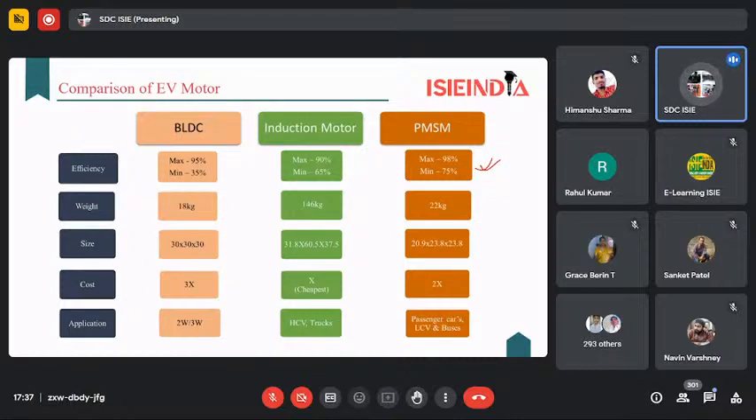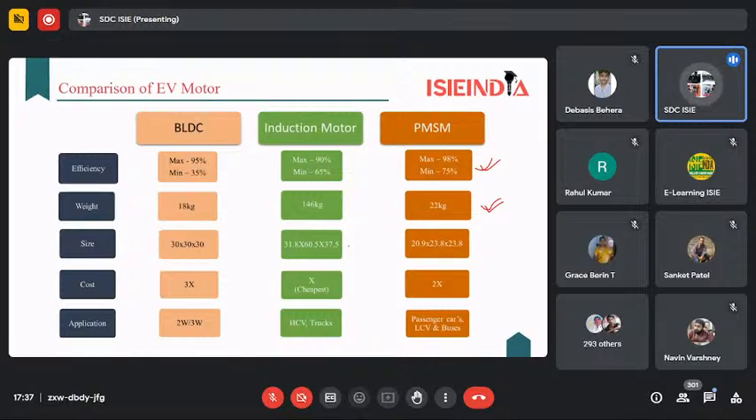When it comes to the weight category also, the permanent magnet synchronous motor as compared to the induction motor has a very good size, whereas in the induction motor, heat dissipation is more. So the size is very high and complex for the induction motor.